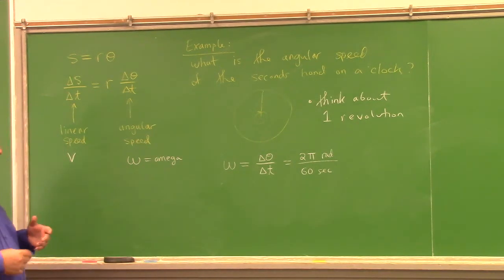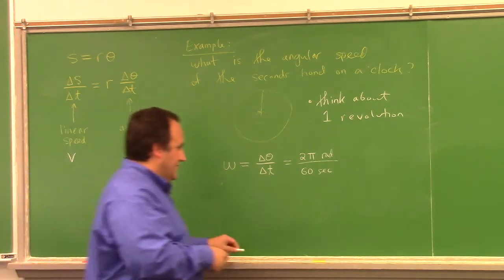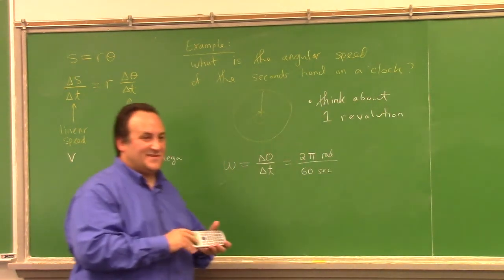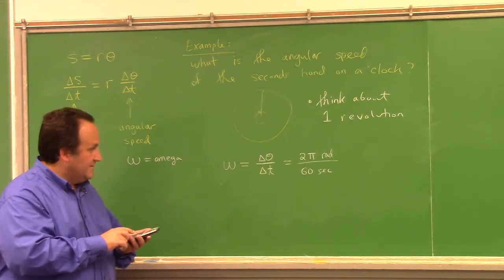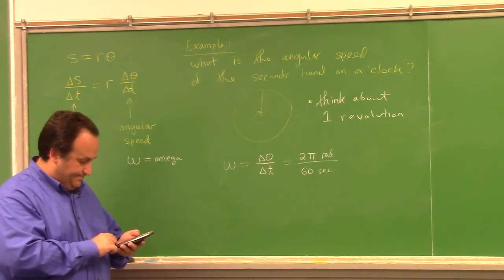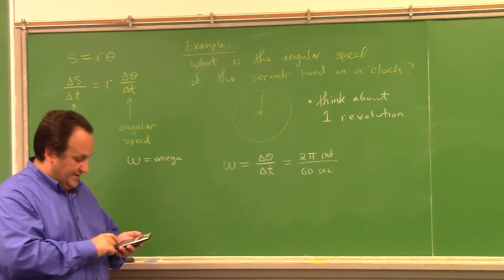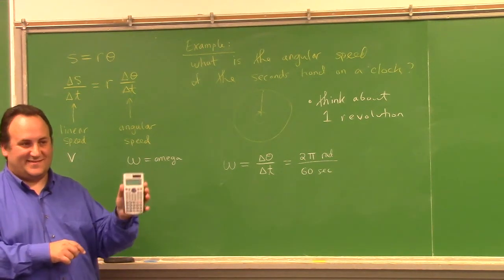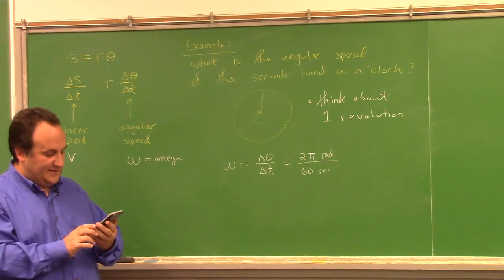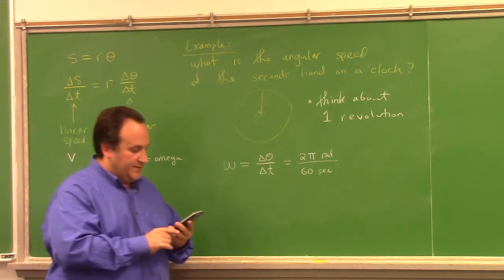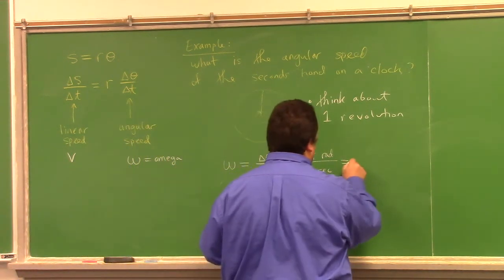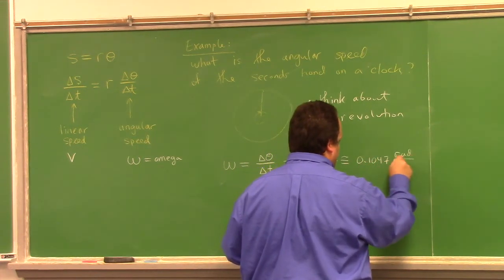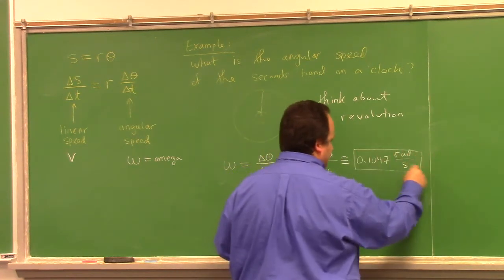So what is that then? Well, I need a calculator. You're like, well, it's pi over 30 radians per second. That's a good mathematician's answer. Let's give an engineer's answer. Let's give a decimal. So 2 times pi divided by 60, what do I got? This thing gives you back pi over 30. It's such a smart aleck. If you hit the S to D, that's the decimal, so 0.1047 radians per second. So there you go, that's the angular speed.